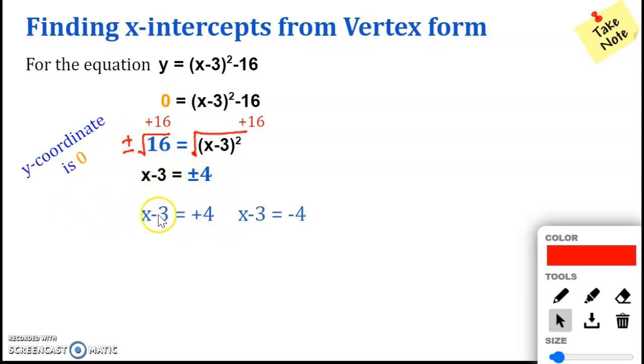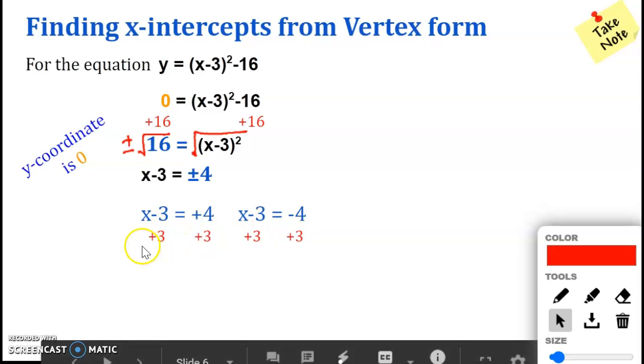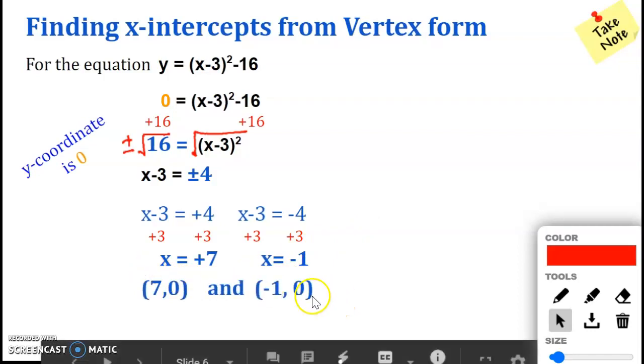And you do break that into two separate equations. x minus 3 is positive 4. x minus 3 is negative 4. And then add 3 to both sides, and you're left with x is equal to 7, or x is equal to negative 1. And so therefore the x-intercepts are (7, 0) and (negative 1, 0).